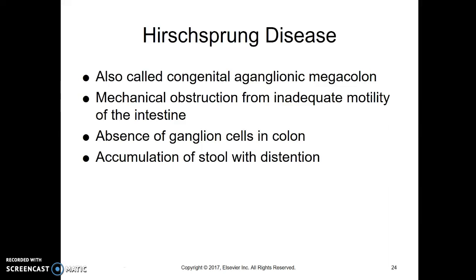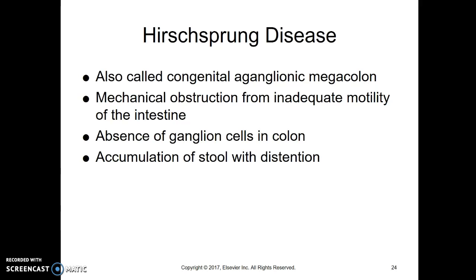This is the third lecture on Chapter 22, GI dysfunction, and we're going to start with Hirschsprung's disease. Hirschsprung's is also called aganglionic megacolon or congenital aganglionic megacolon because it happens before birth in utero. There's an area in the large intestine with no ganglion cells. The ganglion cells are the nerve fibers which trigger peristalsis.